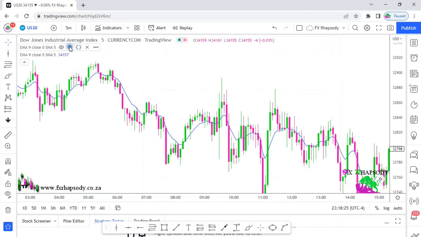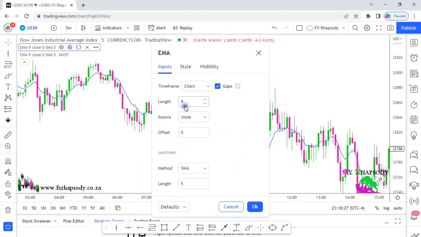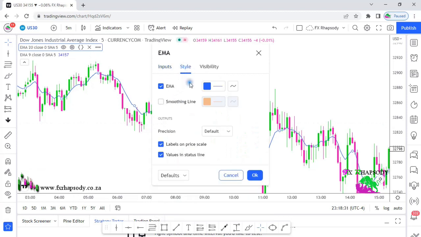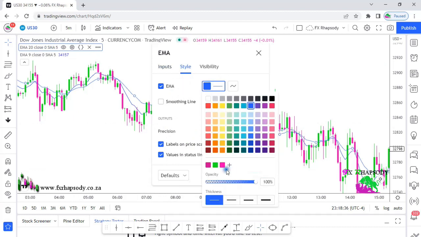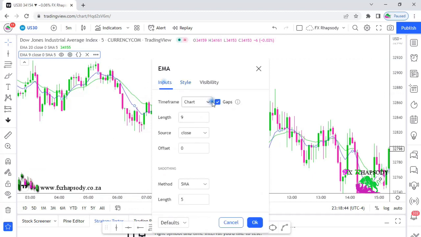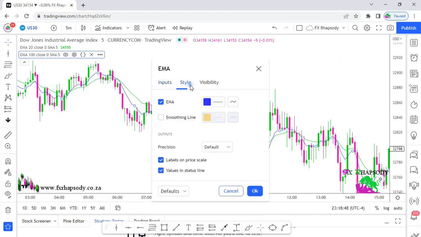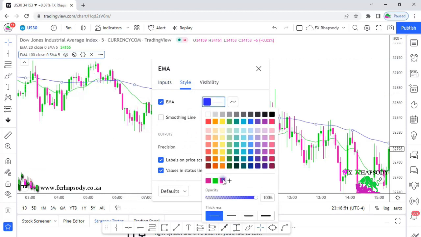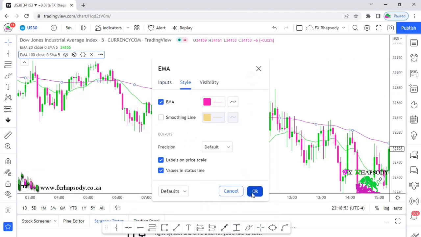So what you want to do is go to the settings on the first one and change the length to 20. I'm just changing my style. Again, you can change your style to whatever you prefer. So I'm changing my first line, that's the faster line, to green. And then my second one will be a moving average with the length changed to 100. And the style, obviously, for those of you that see my videos, I like these colors.